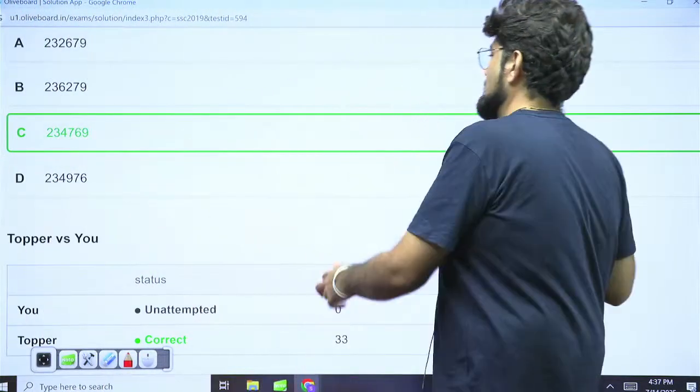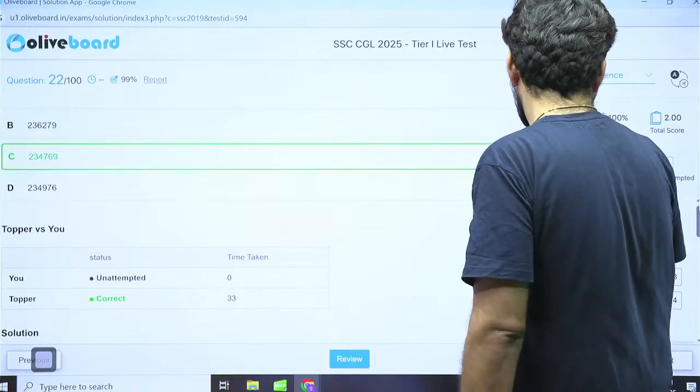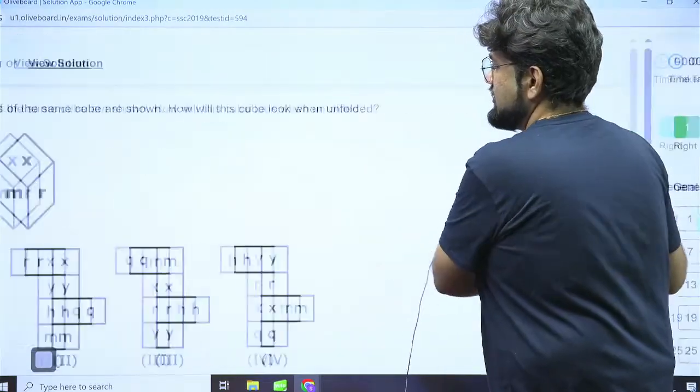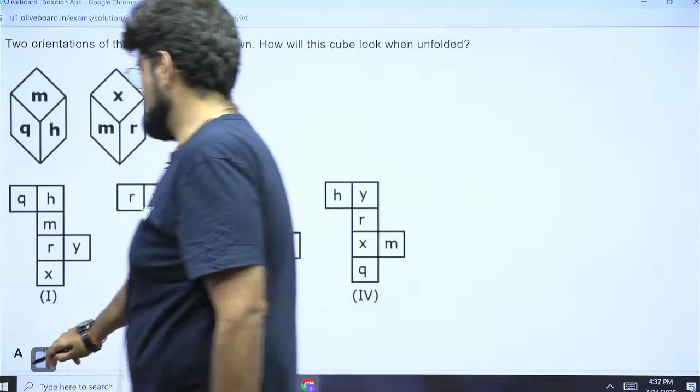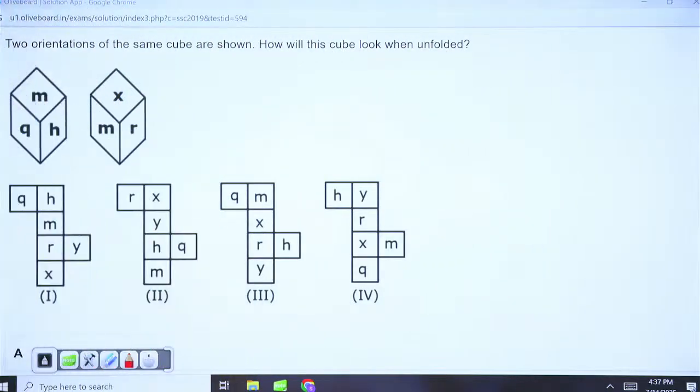33 seconds. Not bad. Still okay. Anything close by 30 seconds is very decent. Not a problem. This one is a good one. Right. They have asked you in the reverse direction. Good. Very good. Abhijit and Mahi absolutely correct. Try this one now.